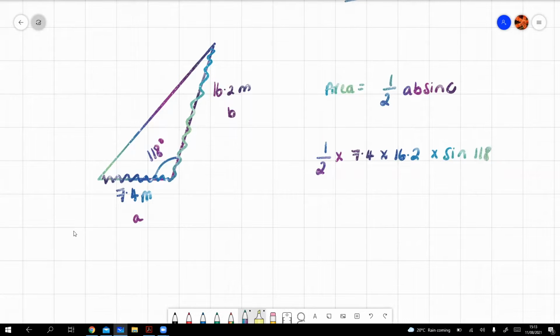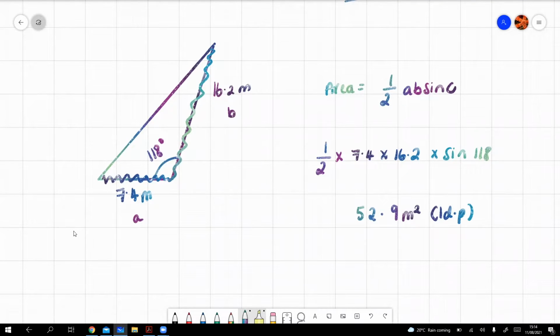Okay, and I'm just going to tap into my calculator, sine 118, and I end up with, just going to round this up again, 52.9 centimeters. Oh, that's incorrect. It's not centimeters, it's meters squared. I'm just going to write 1 dp in brackets for the examiner to know that's what I have done. Okay.